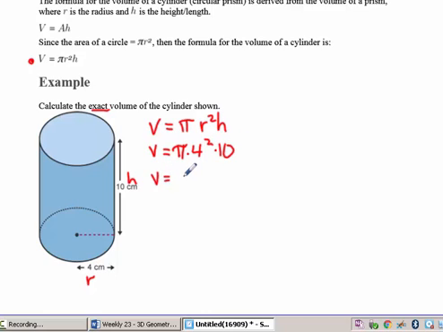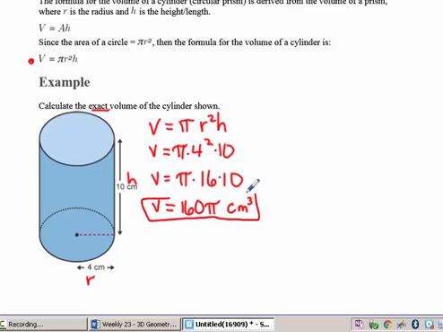And so now we are left with pi times 16 times 10. 4 times 4 is 16. And because we're leaving this in terms of pi, let's write pi after the 160. So it will be 160 pi. And this is in centimeters, and so this is cubic centimeters. Our answer, volume equals 160 pi cubic centimeters.